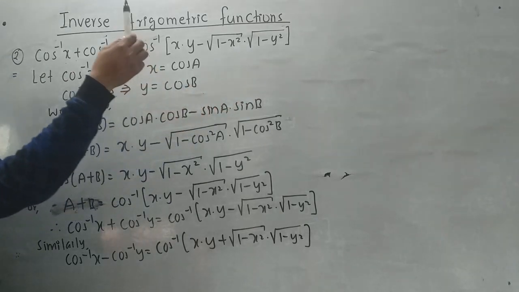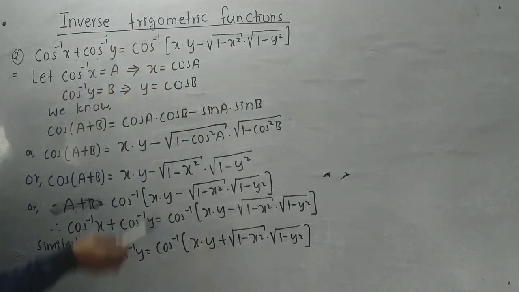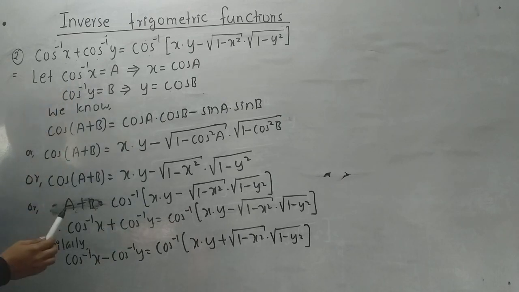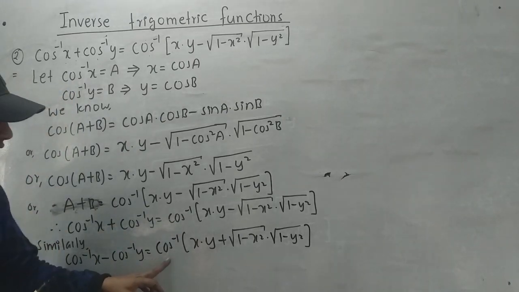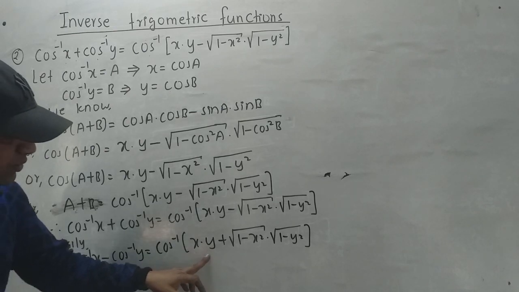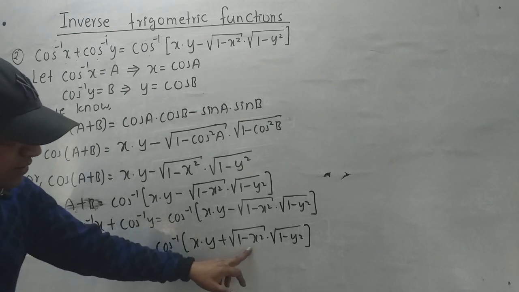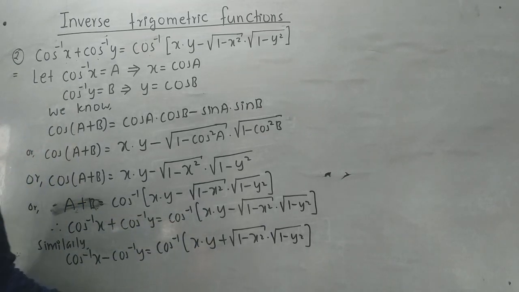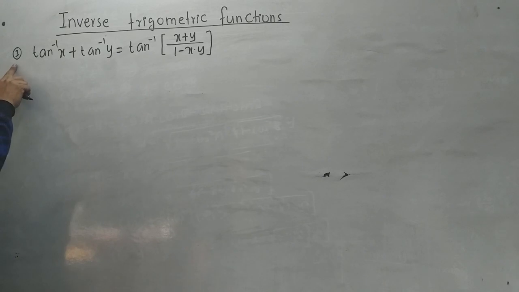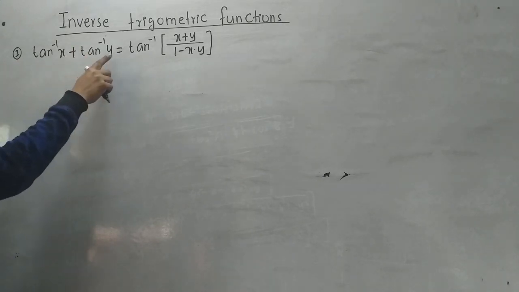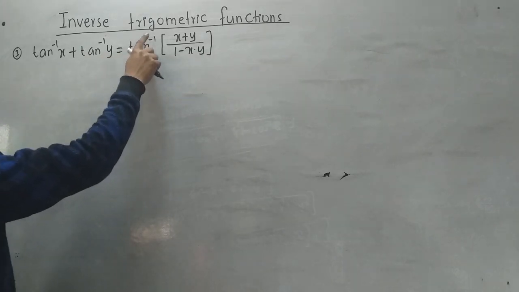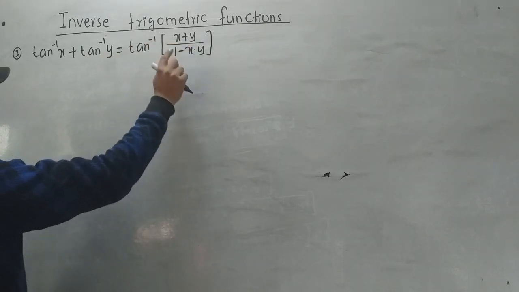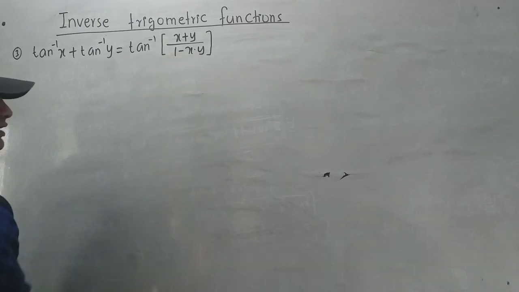While moving to the exercise, we have to remember this formula because this is the most frequently asked question. And cos inverse x minus cos inverse y, you can replace that by cos inverse of x times y plus under root of 1 minus x square under root of 1 minus y square. This is one of the basic formulas. Now formula number 3, tan inverse x plus tan inverse y equals tan inverse of x plus y whole divided by 1 minus xy.